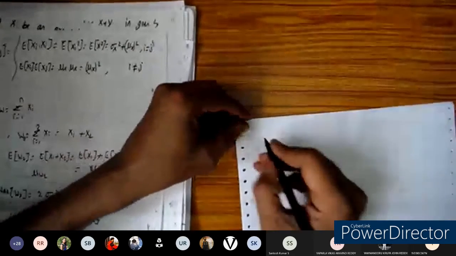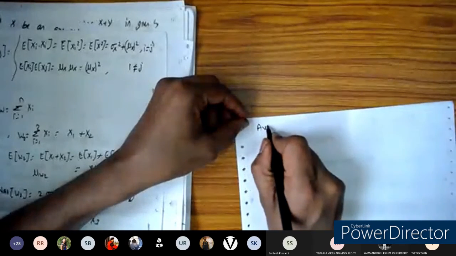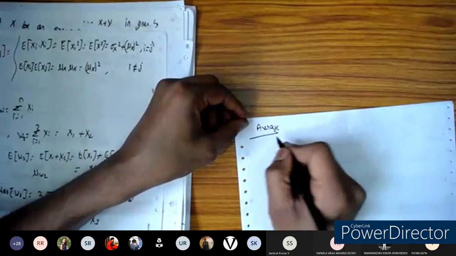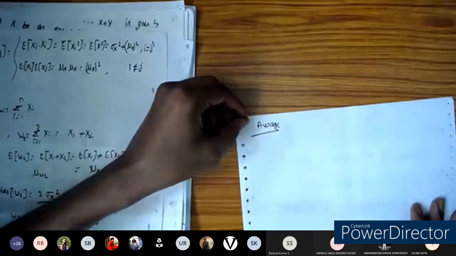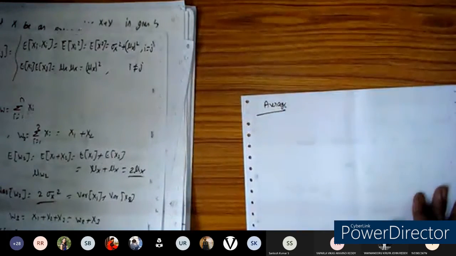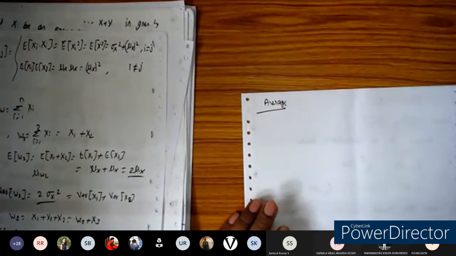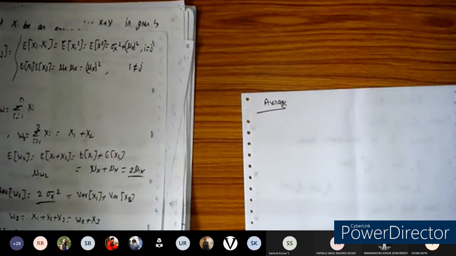Next, averages we'll consider here. Usually for a continuous random variable, we take the integration, that is, expectation is the integral of x times f of x dx. And similarly for the discrete random variable, we are going to consider the averages. So that averages will be considered now.